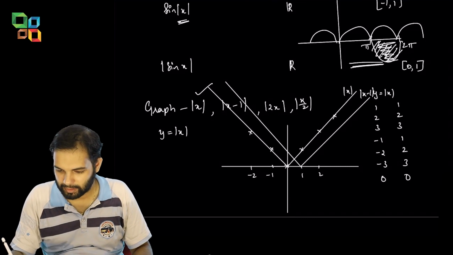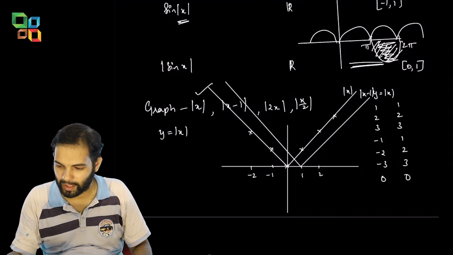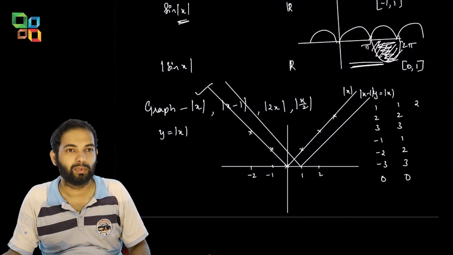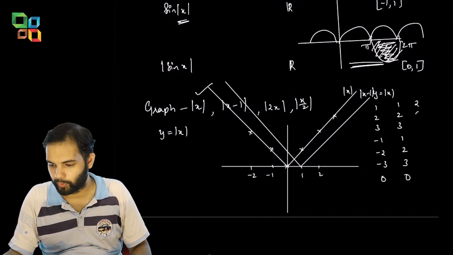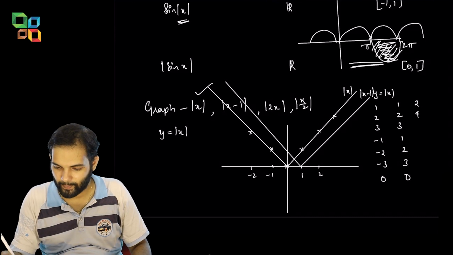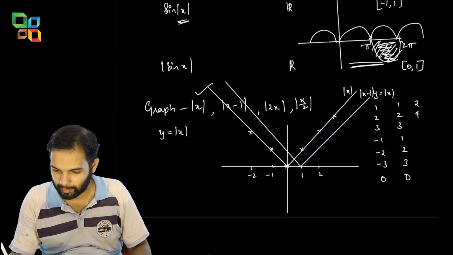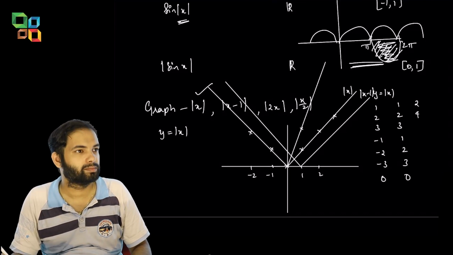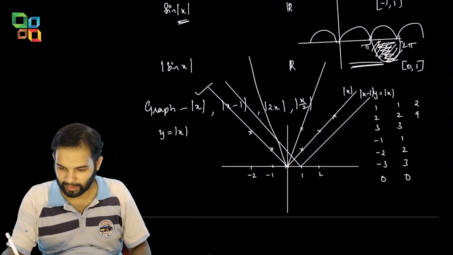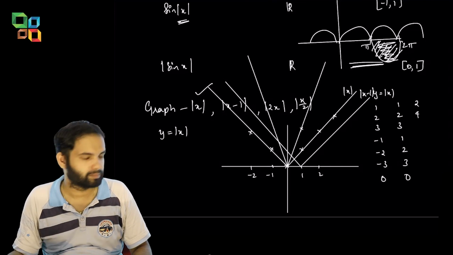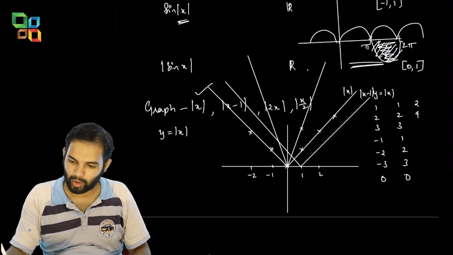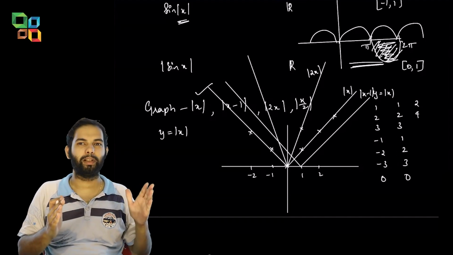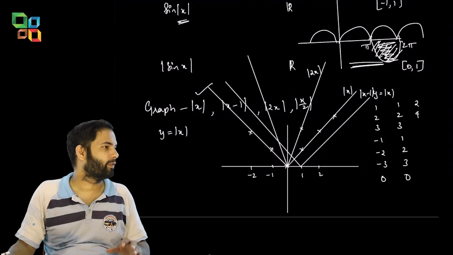Next, mod of 2x. Steeper. So when x is 1, I'll write the value here itself: y is 2. When x is 2, y is 4. You can see that this will increase. When it is 1, I'm getting the value of 2, so it's somewhat steeper like this. Similarly on the other side, you'll get steeper. So this is mod of 2x. Just because we have multiplied by 2, don't assume that the graph will be wider.